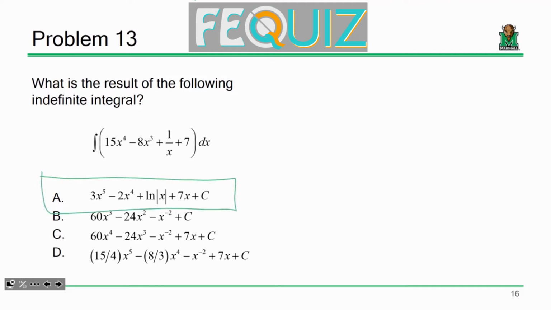But just to do our diligence, we have the integral of 15 times x to the 4th, so that's x to the 5th over 5, 3x to the 5th, minus 8 x to the 4th over 4, that's that, natural log, 7x, plus the arbitrary constant of integration.